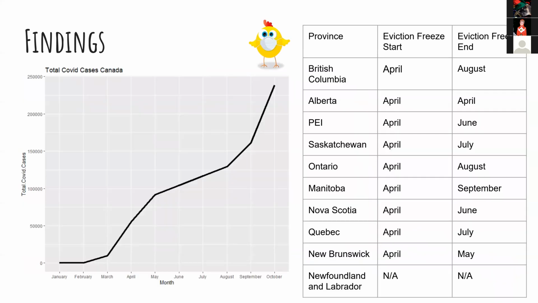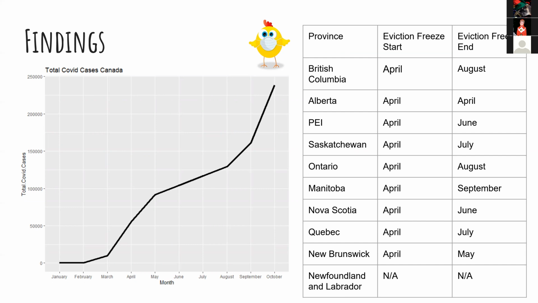Our second graph is just the total number of COVID cases in Canada, just to show that the spike for April, May does happen and it affects every province. And then it calms down again, and then there's another spike, which brings me to our eviction freeze and the end of eviction freeze, where every province except for Newfoundland and Labrador starts in April and ends sometime around the summer, and Newfoundland and Labrador just don't have an eviction freeze ever.